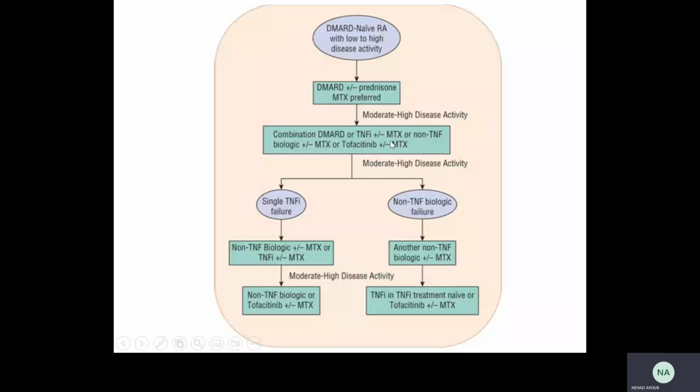The fourth option, okay, is tofacitinib plus minus methotrexate. احنا قلنا أن التofacitinib ليش هون بحطوا لوحده؟ لأنه احنا حكينا based on its mechanism of action, it is not a biologic. It's a novel drug. It's a Janus kinase inhibitor, but it does not classify as a biologic.